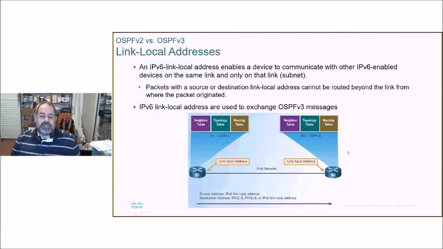Now, link local addresses. IPv6 link local addresses enable a device to communicate with other IPv6 enabled devices on the same link and only on that link. So there's no inter-network communications with link local addresses, hence link local. Packets with a source or destination link local address cannot be routed beyond the link where the packet originated. Link local addresses are used to exchange OSPF version 3 messages.